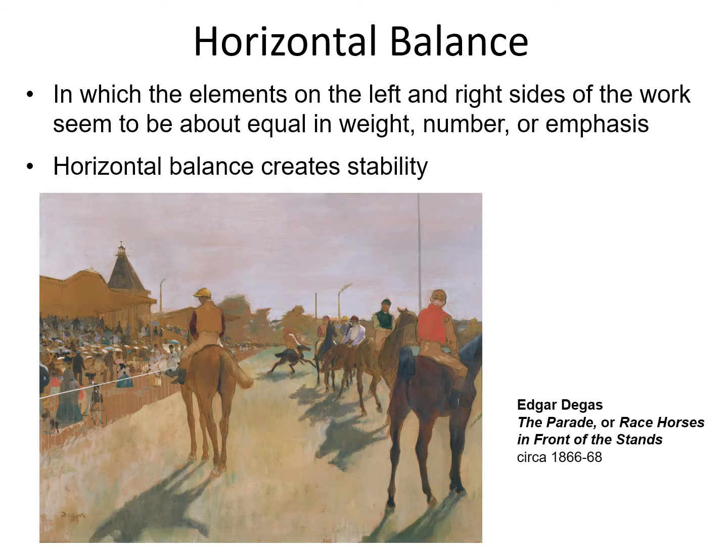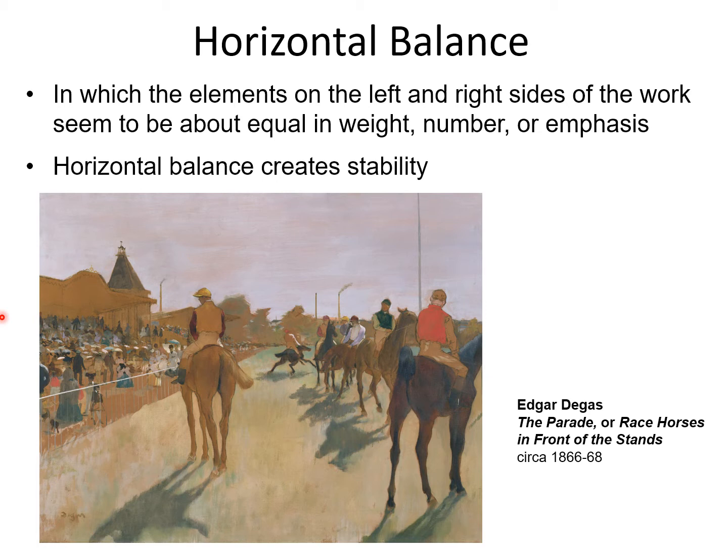Horizontal balance is visual weight that's distributed along a horizontal axis, perhaps the horizon itself. In this particular painting by Degas, we see primary subject elements, rider and horse, other riders and horses, grandstand area, and finally here in the distance, we've got the woods.